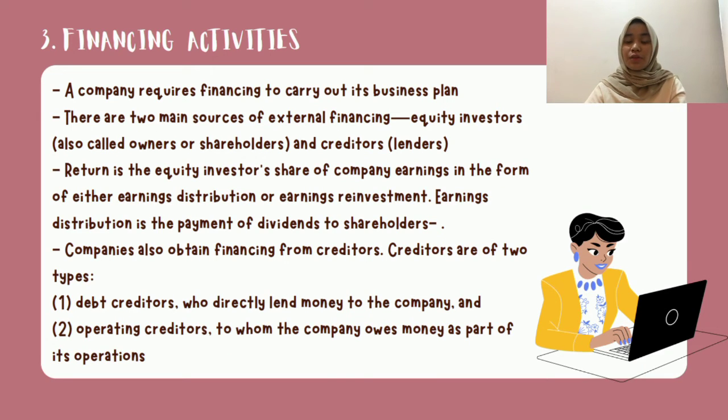Okay, the third basis of analysis is financing activities. A company requires financing to carry out its business plan. There are two main sources of external financing. The first is owners or shareholders, and the second is creditors or lenders. Return is the equity investors' share of company earnings in the form of either earnings distribution or earnings reinvestment. Earnings distribution is the payment of dividends to shareholders.